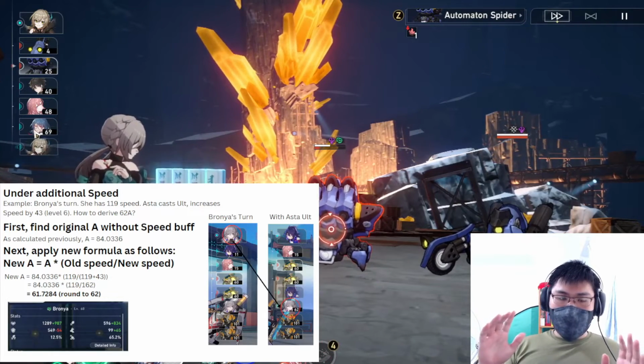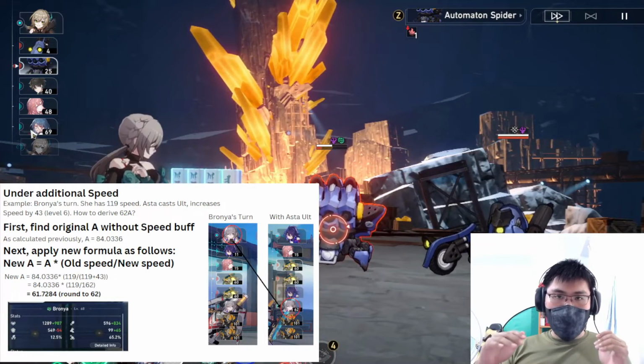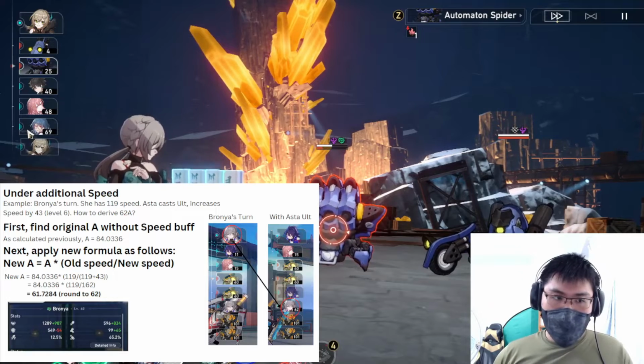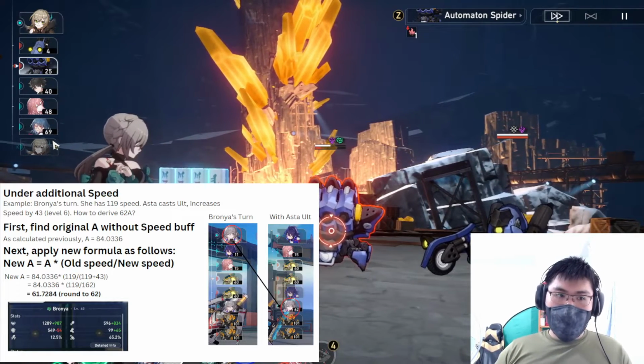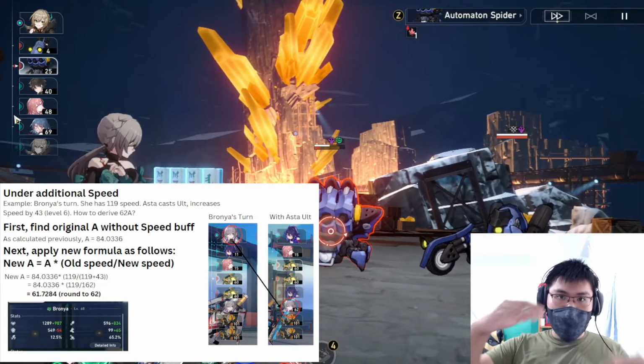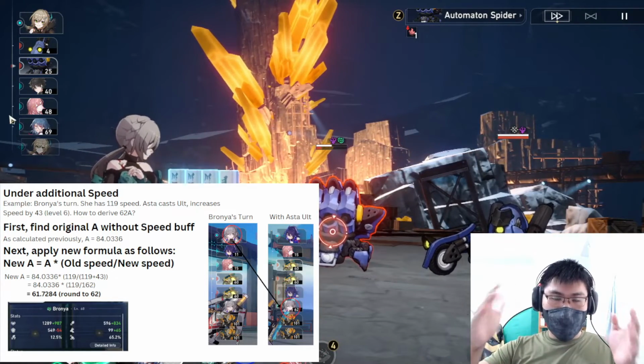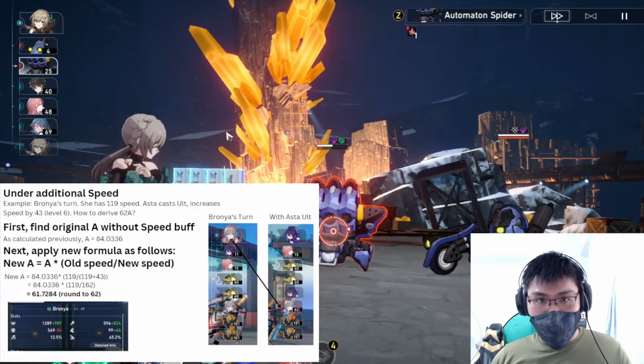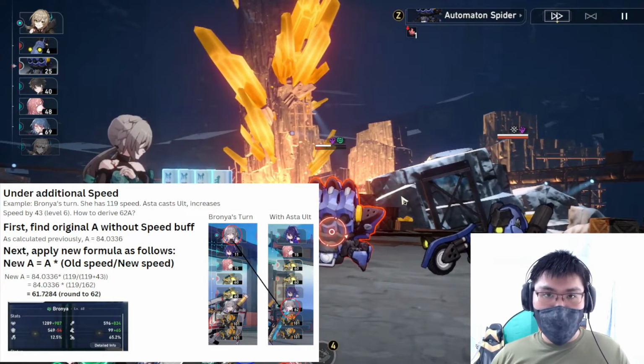So this number itself will determine the move order of the unit. After the buff, her action value is such, and based on the action values of all the other characters, they get rearranged based on these calculated numbers. So that's for the action value after the influence of a speed buff.